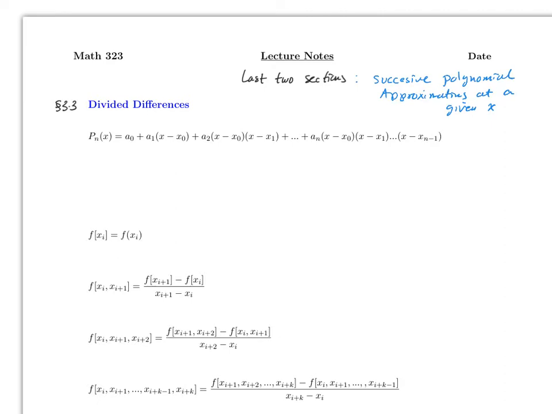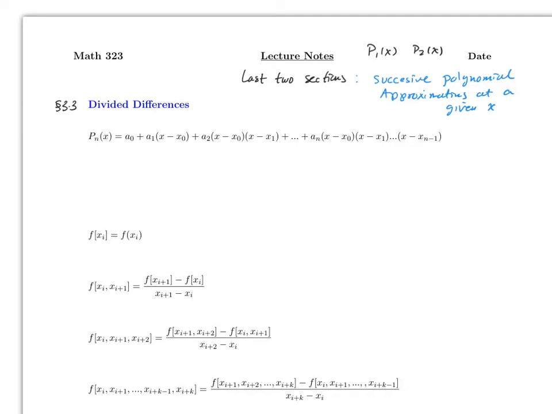For example, we found p1 of x, and then p2 of x, and so forth. So this was linear, quadratic, and so forth. So in 3.1, we use one method, and section 3.2, we use a different method, but essentially we were doing the same thing. In this section, using divided differences, what we're going to do is that we're going to successively generate the polynomials themselves.